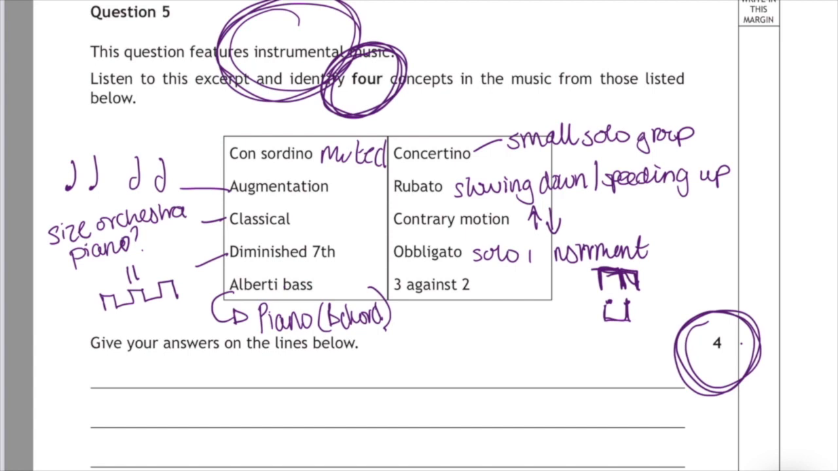Now, I think it's important that you don't just stop there. You do have a lot of time before the question starts. So I think it's important now that you go through and think about, okay, if it is an Alberti bass, what is it likely to be paired with, or what is it not likely to be paired with?